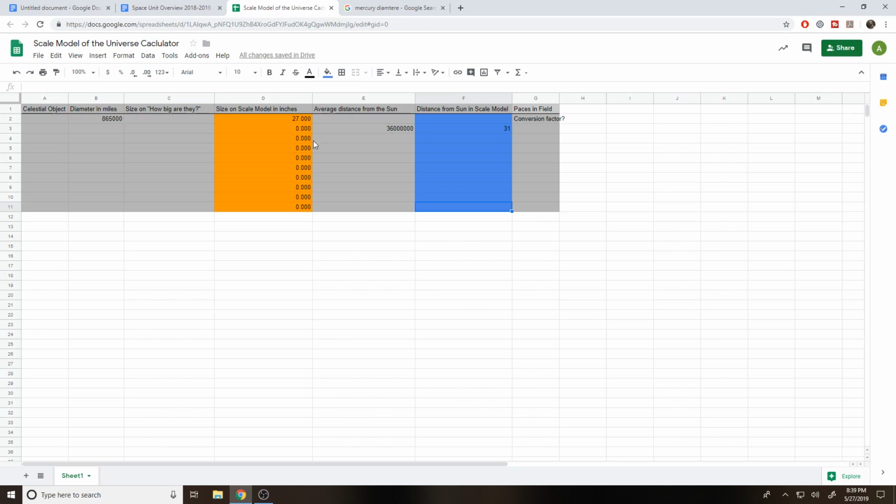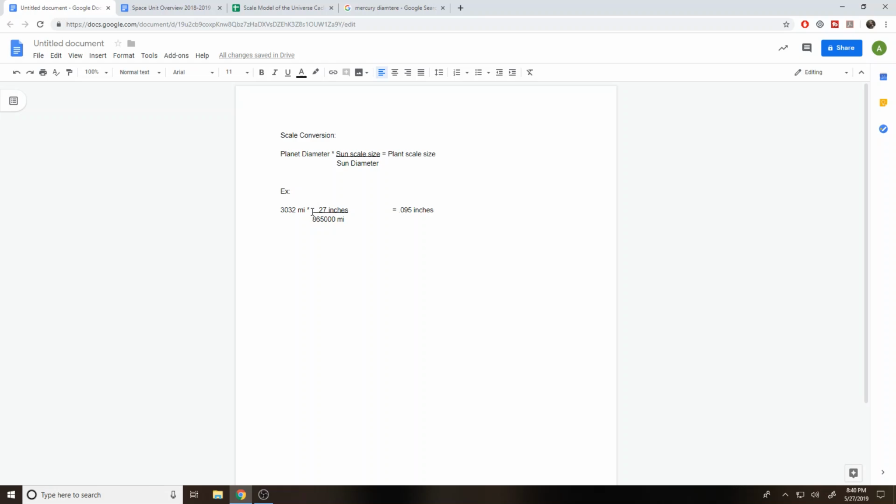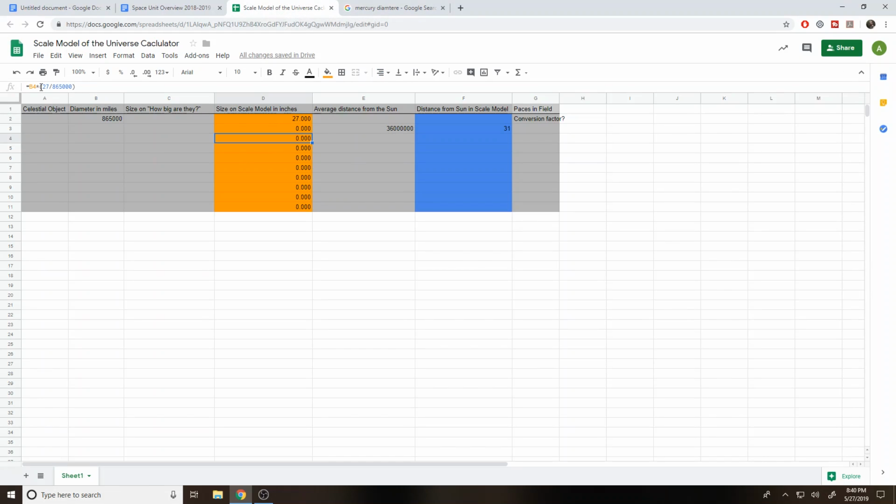You could do that conversion for all the planets, but what's really useful is if you use Google Sheets, because it will do the math for you. So you can set up something like this called a function, where basically you're saying, hey, take whatever I put into this cell right here, B4, and then multiply it by the scale factor. Like we saw on this paper here, the scale factor was 27 over 865,000. And if you look at this function, that's what we're multiplying this B4 by. So these are lined up, so like this is going with B3, this is going with B4, this is going with B6, so on and so forth.